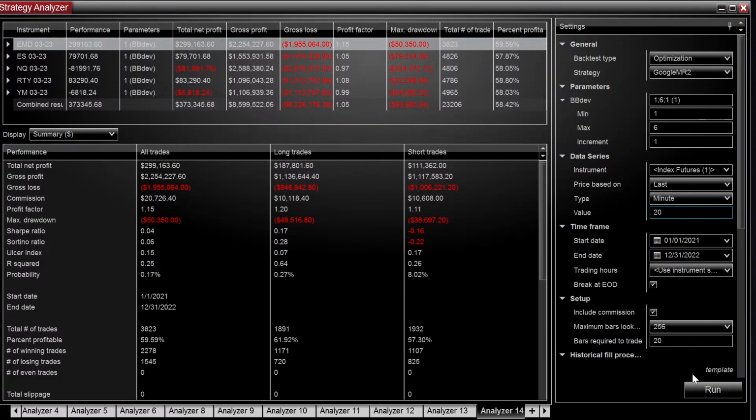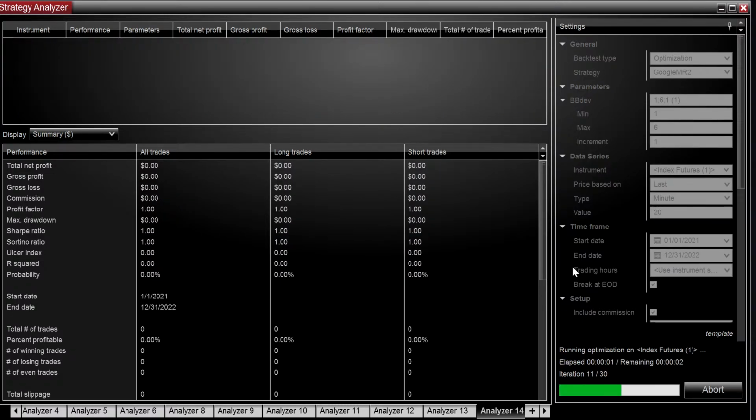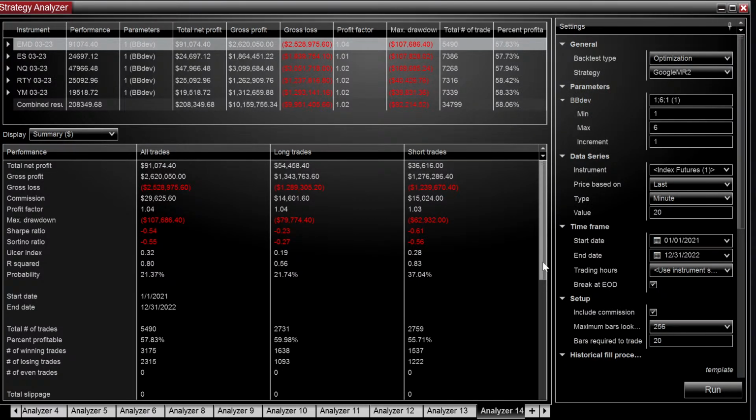So far, the 4-hour chart is doing better. You gotta keep in mind in this, we're optimizing the deviation, so whatever deviation it chooses is going to significantly impact the amount of trades for each time frame.